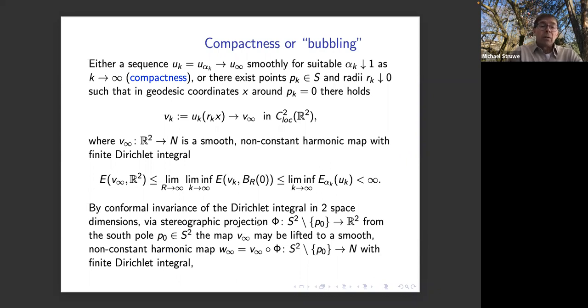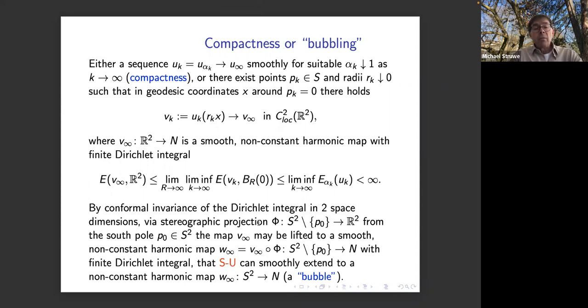and by conformal invariance of the Dirichlet integral, we can lift V infinity to a map from the sphere, which we call W infinity, by means of the stereographic projection from a point P0, say the South Pole. And this map W infinity then will be defined on S2 minus the South Pole and will have finite Dirichlet integral. And it will be a smooth, non-constant harmonic map.